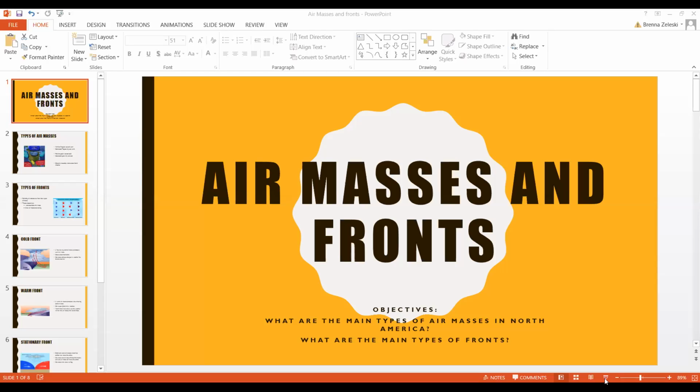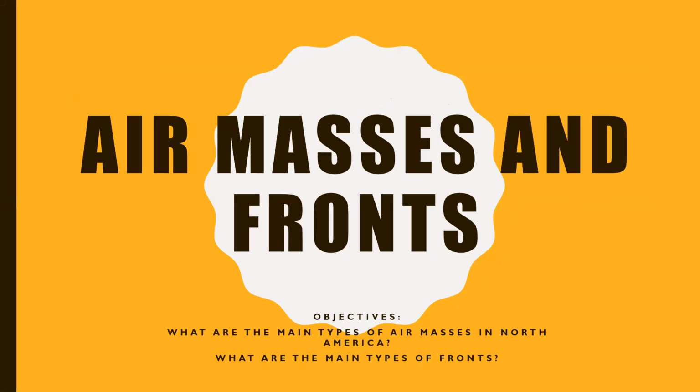All right, we're going to be talking about air masses and fronts today. So our objectives for this lesson are, what are the main types of air masses in North America, and what are the main types of fronts? If you want to follow along in your book, there's a lot of good pictures there too, different diagrams. If you want to understand it better, it starts on page 72.